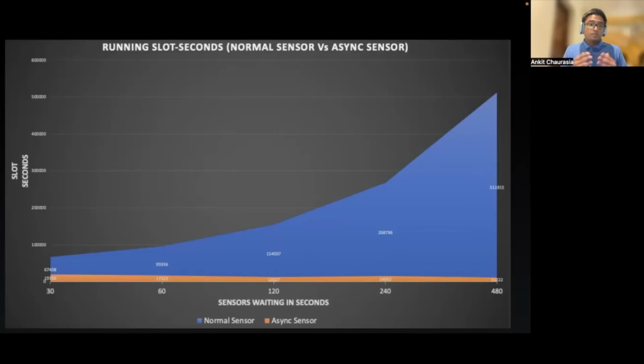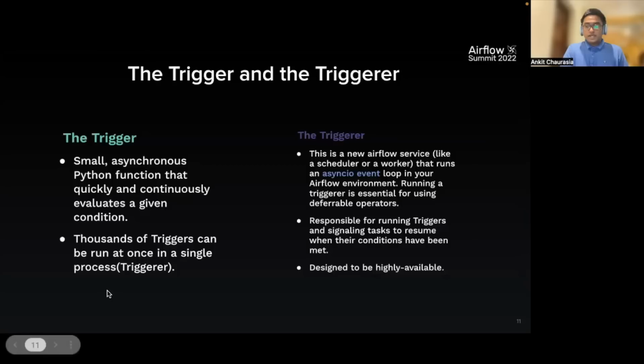We can improve it further by fine-tuning Airflow configurations as well. So my recommendation would be, if you have a sensor that has to wait for a long period of time, you can enable the triggerer and use the async sensors comfortably. Now let me move on to the next slide.